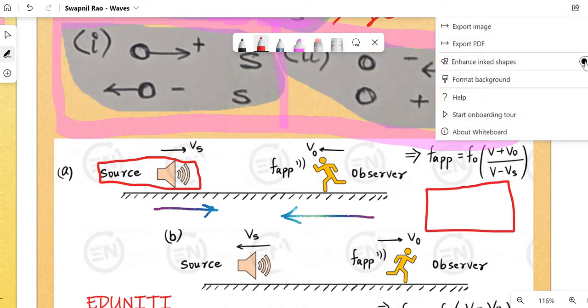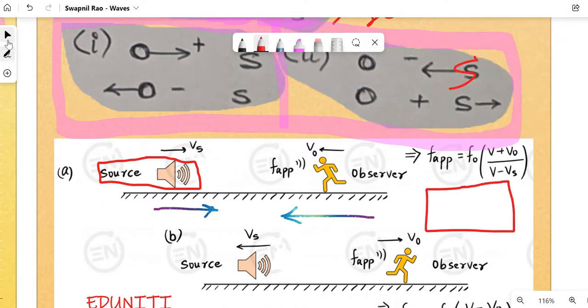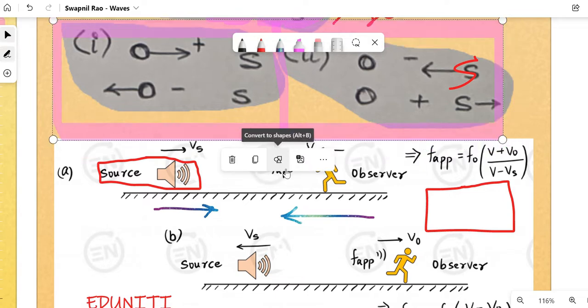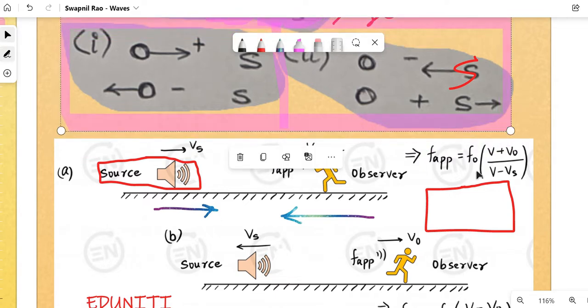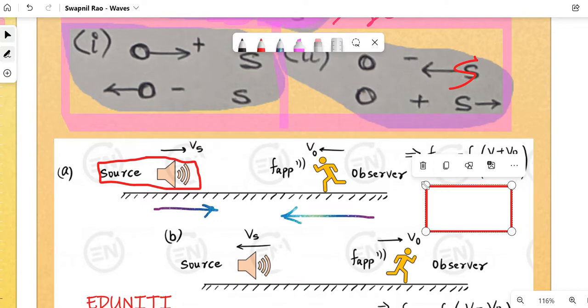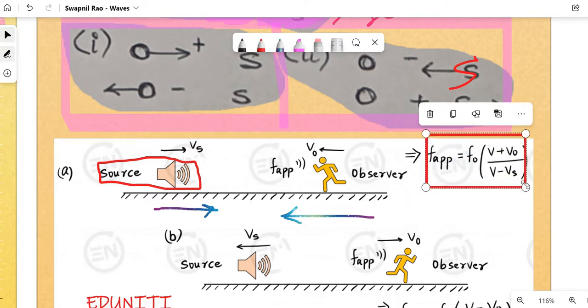And by the way, why is this not working? Okay, just give me a second. So I'll be putting a box as I mentioned over here.